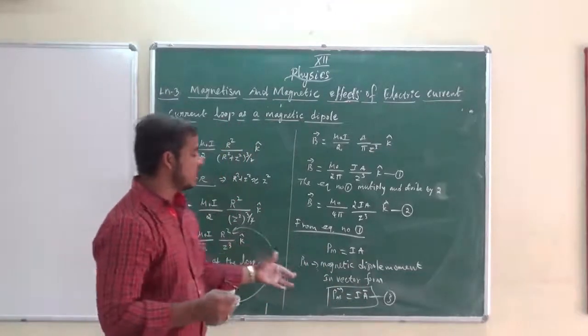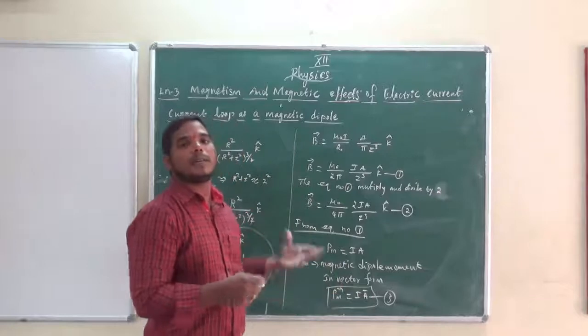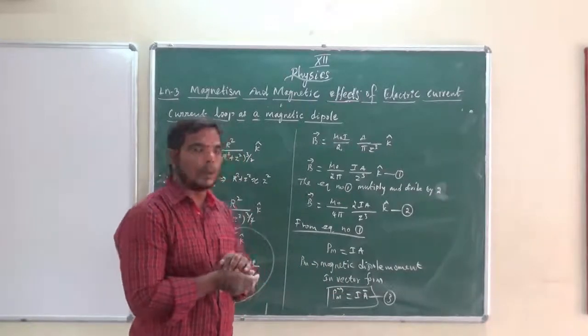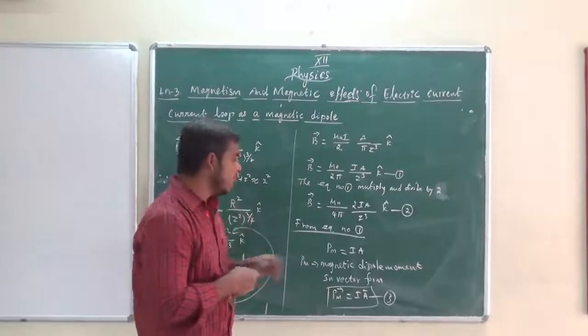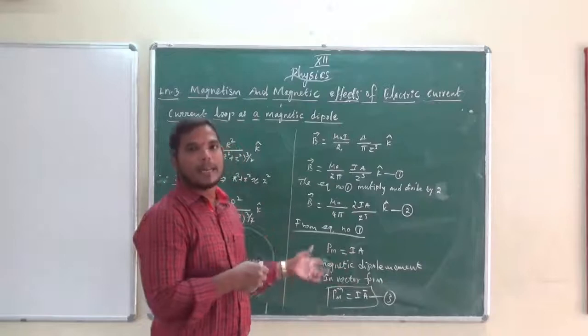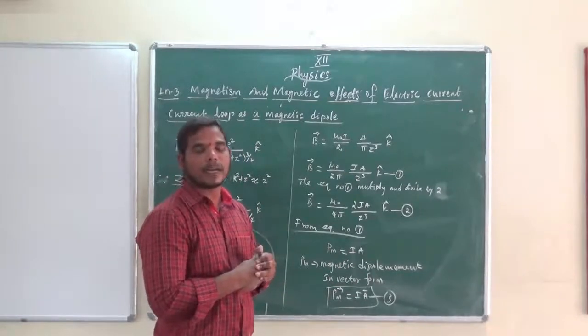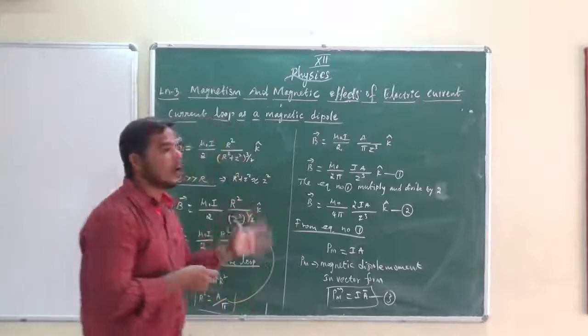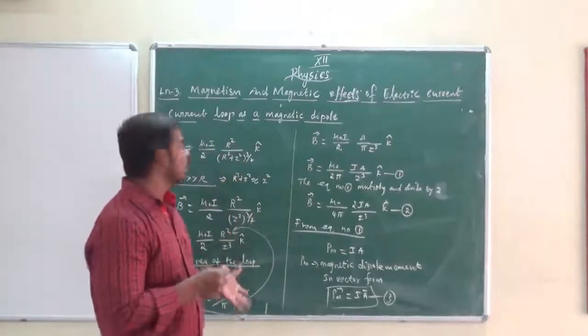If you use this equation number 3, they will give the problems: 1 mark problem, 2 mark problem, then compulsory problem, competitive exam problems. They give the current and area, so we can find the magnetic dipole moment. What we have to find? Magnetic dipole moment. If you have any doubt in this question, please contact me.